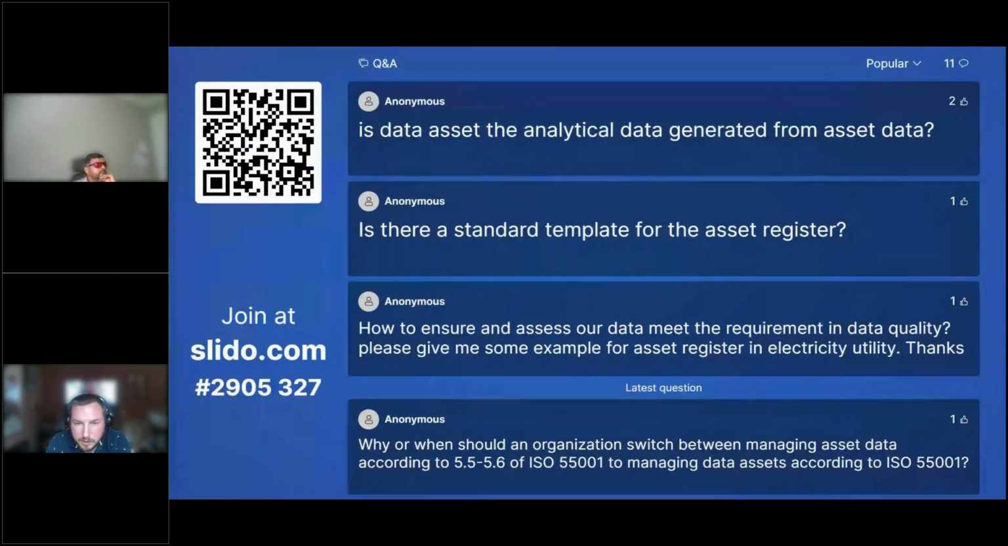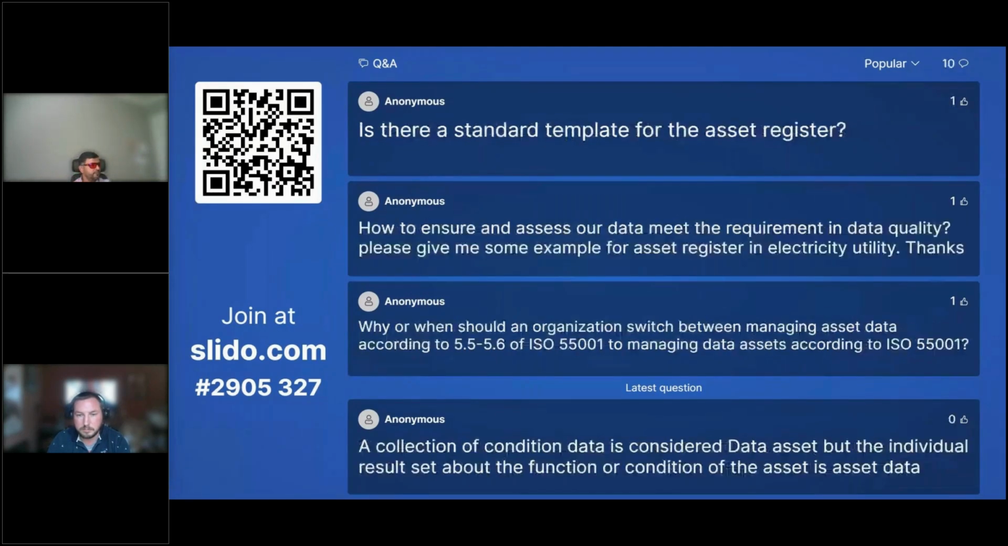Okay, we've got a couple of shorter ones. Is data asset the analytical data generated from asset data? Not necessarily. It could be, but not necessarily. I think you may be bordering on the lines of data and information. You take asset data and then you analyze it, and that probably gets converted into information. We went to quite lengths to define data and information in the ISO 55001 document.